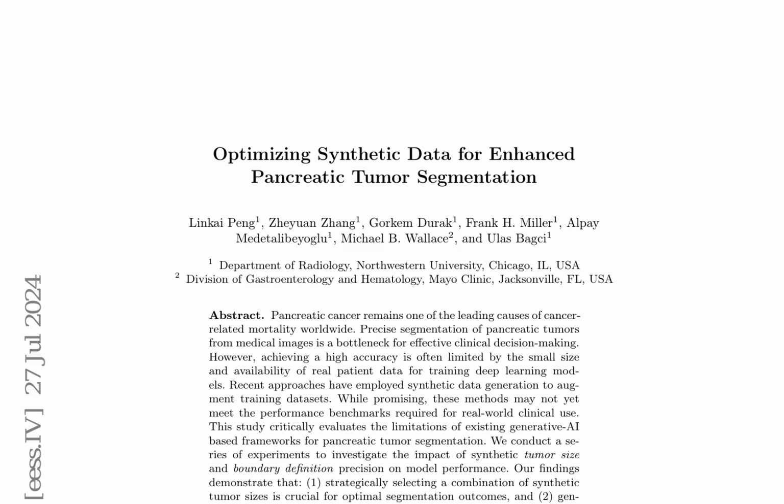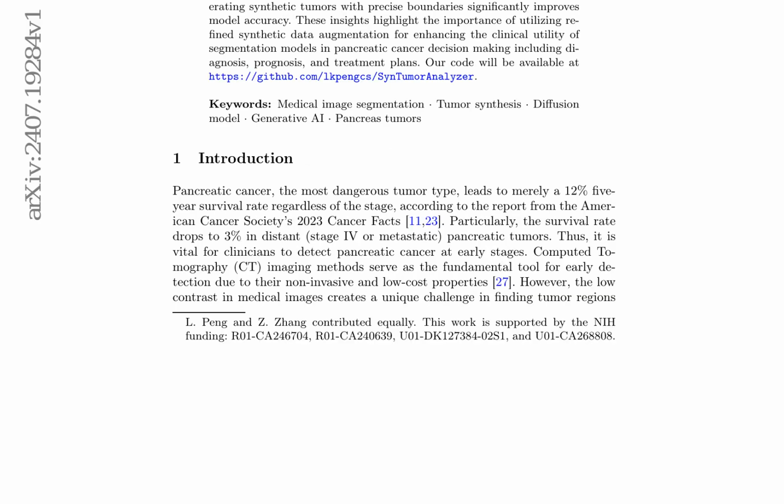The paper discusses the optimization of synthetic data for enhanced pancreatic tumor segmentation, a crucial step in improving clinical decision-making for this leading cause of cancer-related mortality. It highlights the limitations of existing generative AI-based frameworks and proposes a series of experiments to test specific hypotheses, particularly investigating the impacts of synthetic tumor size variation and the precision of tumor boundary definitions on tumor segmentation accuracy.